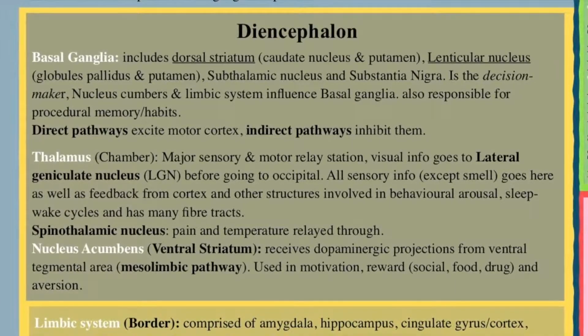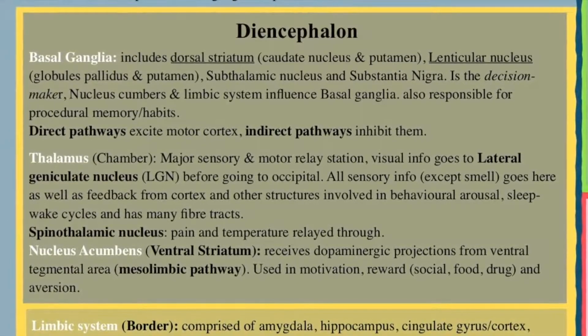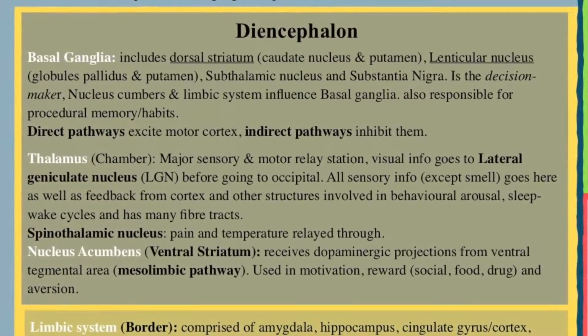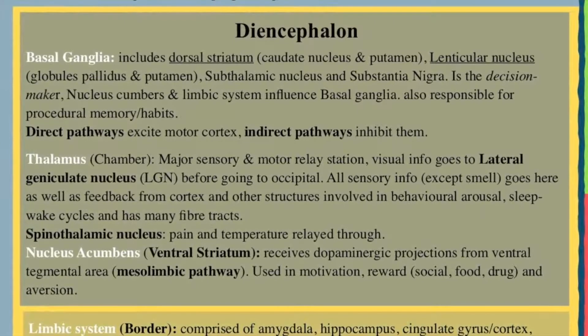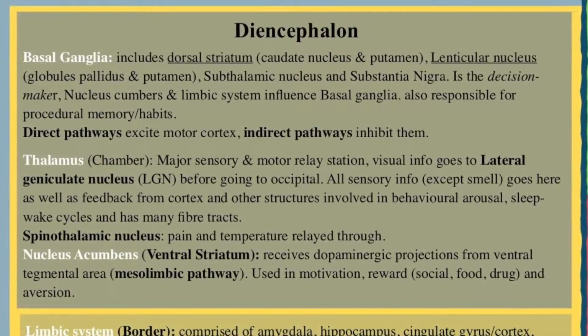All sensory information except smell goes to the thalamus, as well as feedback from the cortex and other structures involved in behavioral arousal. The thalamus is also responsible for sleep-wake cycles and has many fiber tracts. The spinothalamic nucleus, part of the thalamus, is in charge of relaying information about pain and temperature.